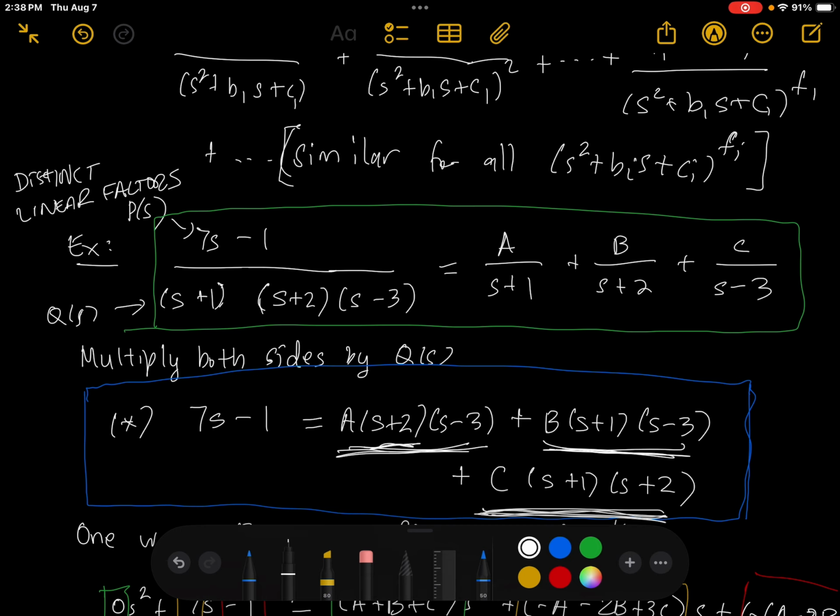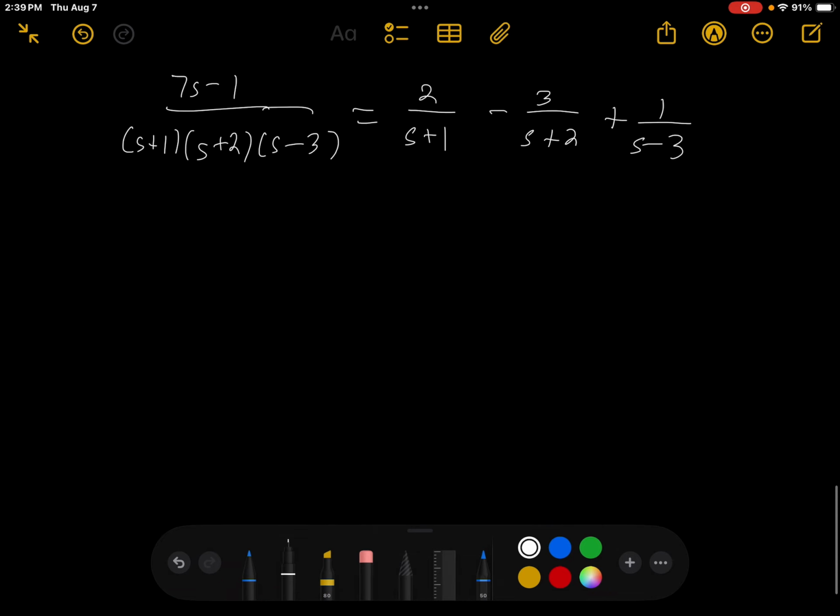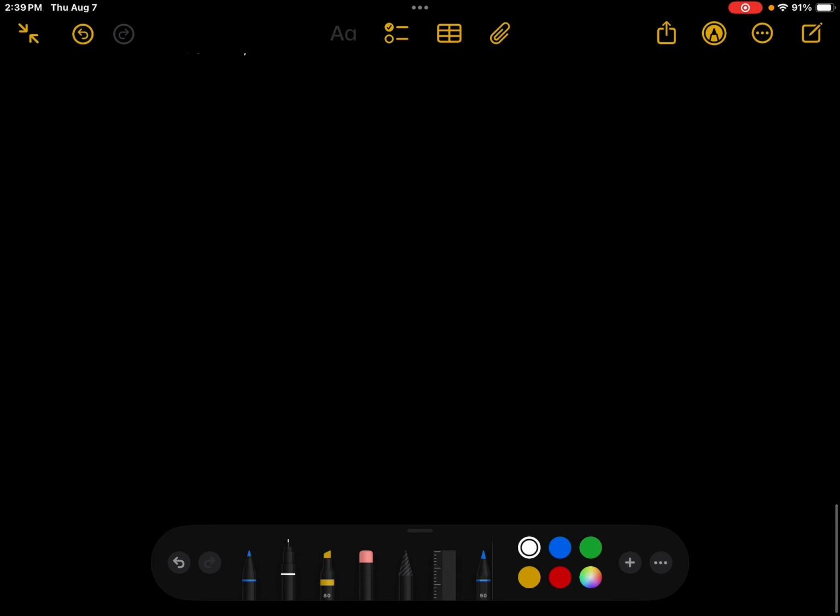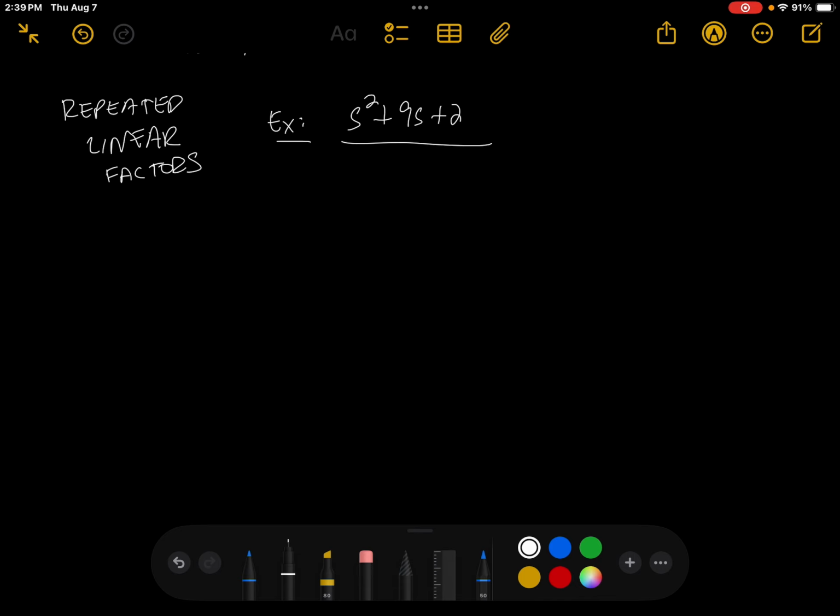Let's see what happens when you also have linear factors, but you have powers that are bigger than 1. So if you have repeated linear factors, well, we're going to refer back to the formula that I had above, because that formula works no matter what your scenario is. So here's an example, s squared plus 9s plus 2 over s minus 1 squared times s plus 3.